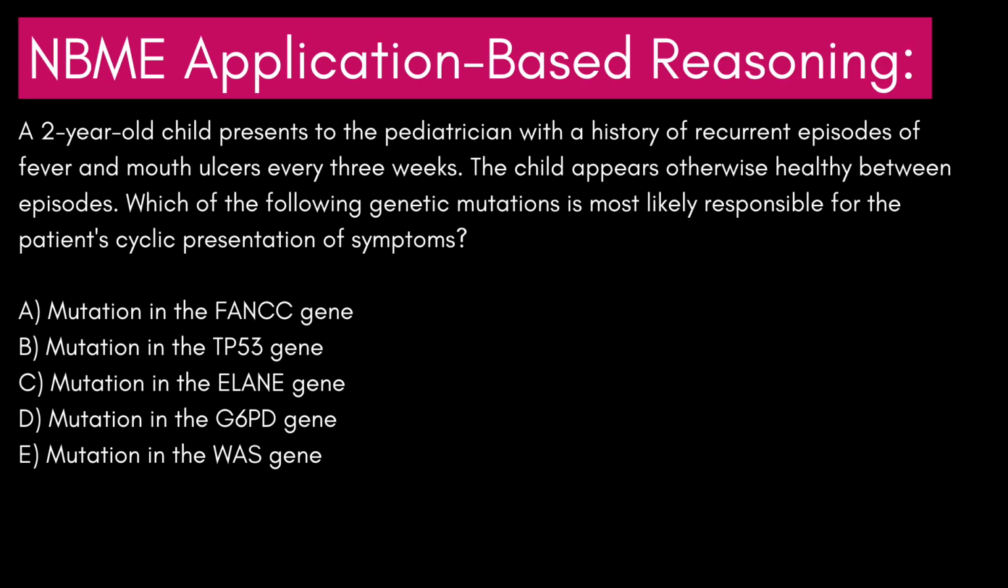A 2-year-old child presents to the pediatrician with a history of recurrent episodes of fever and mouth ulcers every 3 weeks. The child appears otherwise healthy between episodes. Which of the following genetic mutations is most likely responsible for the patient's cyclic presentation of symptoms?